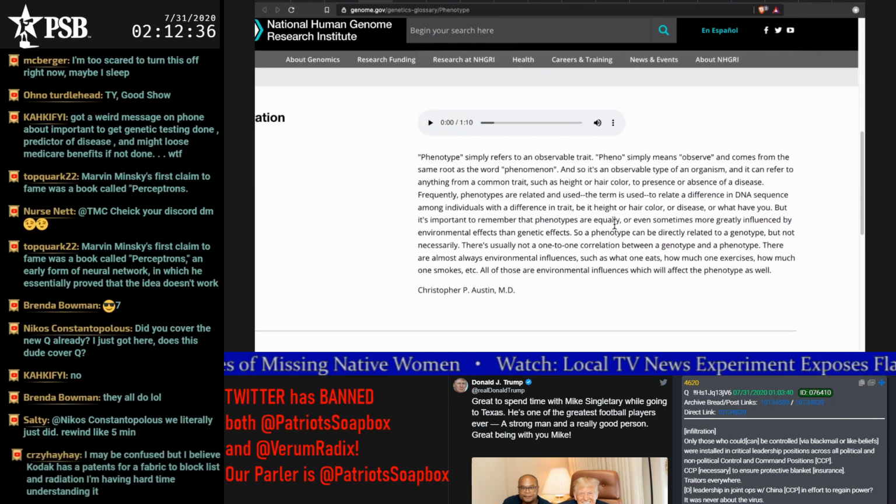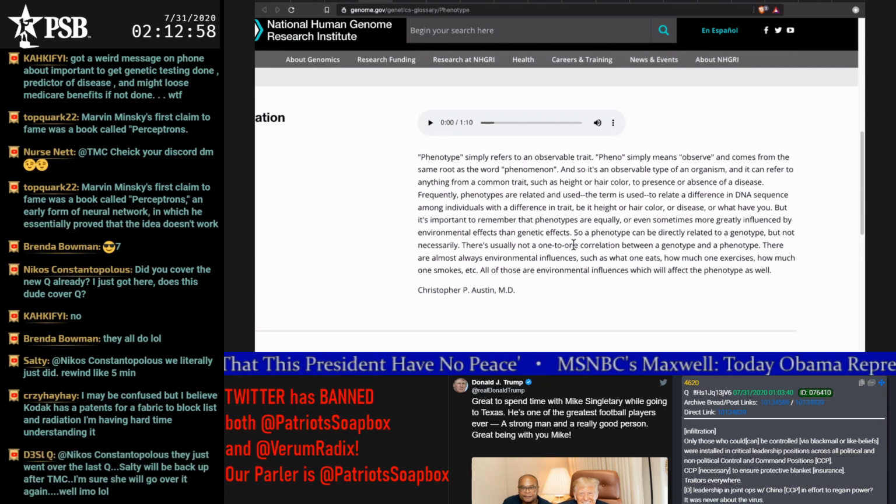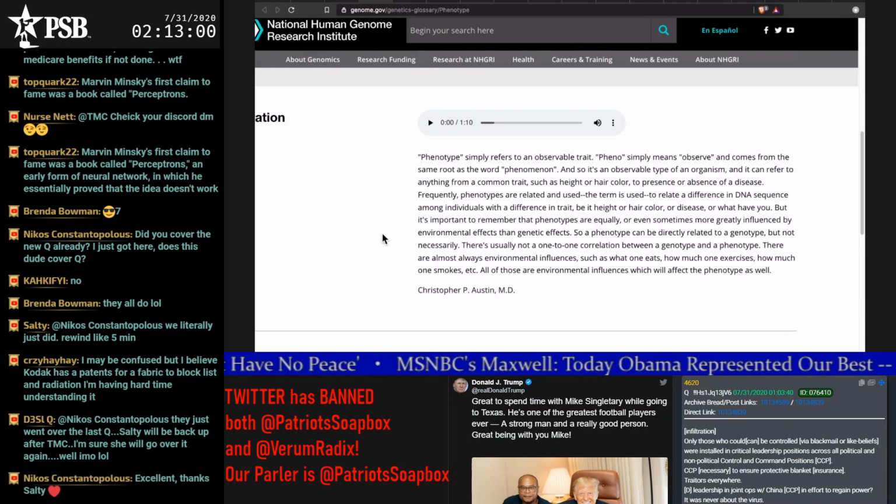Frequently, the term phenotype is used to relate to the difference in the DNA sequence among individuals with the difference in trait, be it in height, hair color, or disease, or what have you. But it's important to remember that phenotypes are equally, or even sometimes more greatly influenced by environmental effects than genetic effects. So a phenotype can be directly related to a genotype, your genetics, but not necessarily. There's usually not a one-to-one correlation between the genotype and the phenotype.